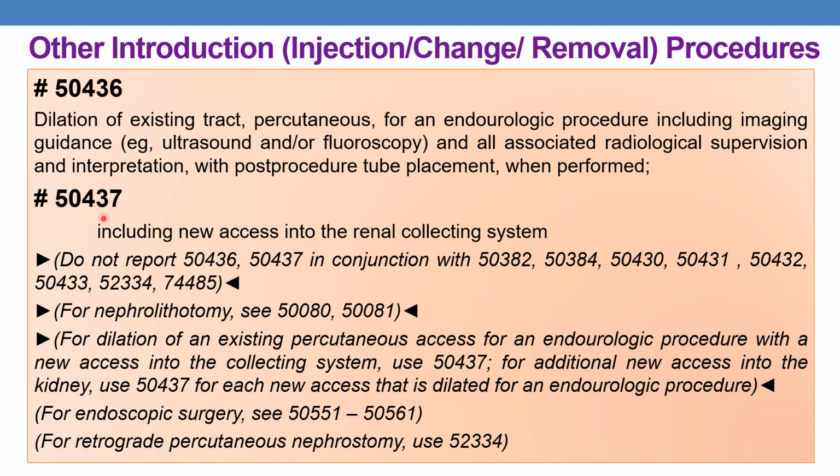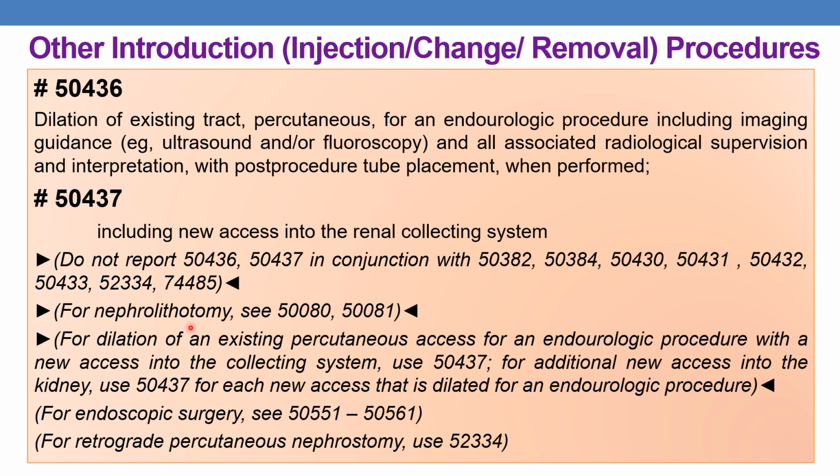The next is 50437. Dilation of existing tract including new access into renal collecting system. And do not report 50436 and 37 in conjunction with 50382, 384, 430, 431, 432, 433, 52334 and 74485.